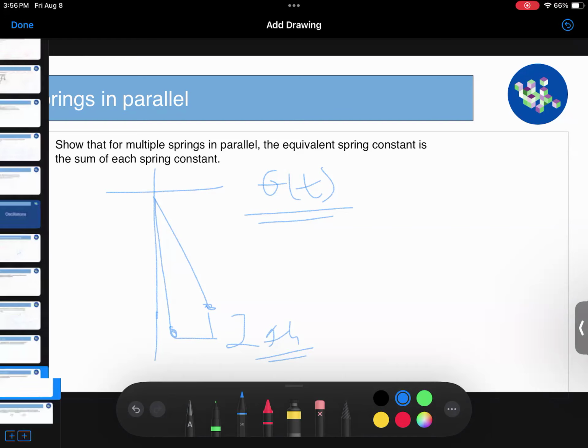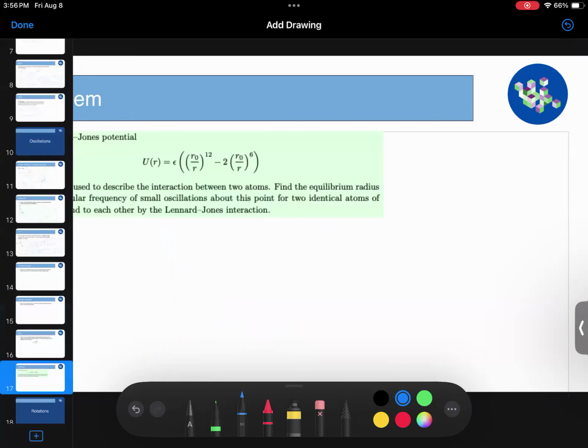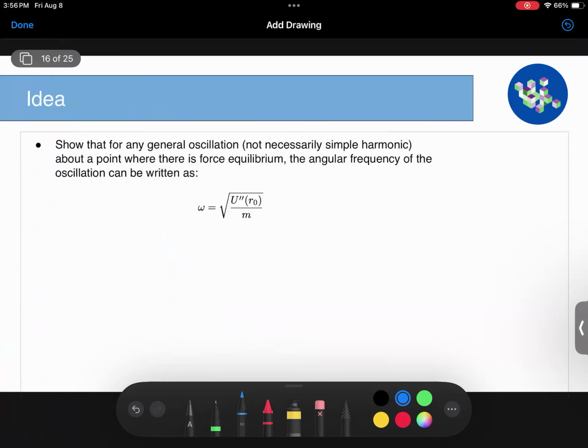Yeah, let's keep going. Let's talk about this one. Show that for any general oscillation, not necessarily simple harmonic, about a point where there's force equilibrium, the angular frequency of the oscillation can be written as omega equals the square root of the second derivative of the potential energy about the equilibrium point divided by the mass. You guys take maybe a minute to think about this.